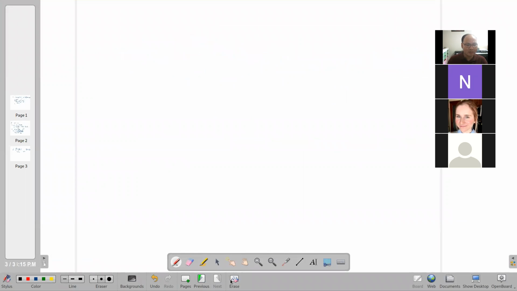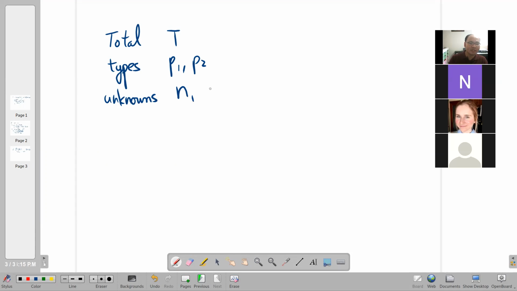Basically, what are we looking at? You're given a total T. You're given 2 types, call them T1 and T2. And the unknowns, let's say, are N1 and N2, and you're asked to find them such that T is equal to N1 times T1 plus N2 times T2.